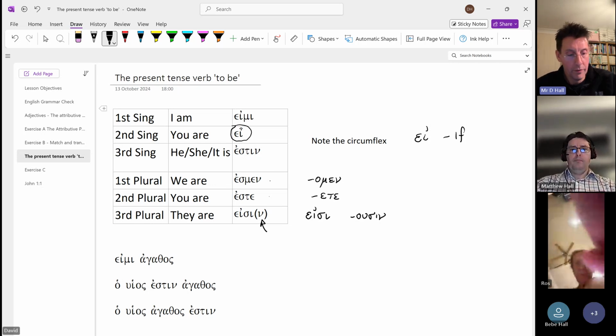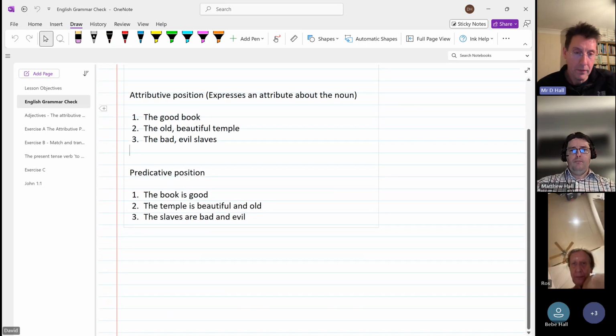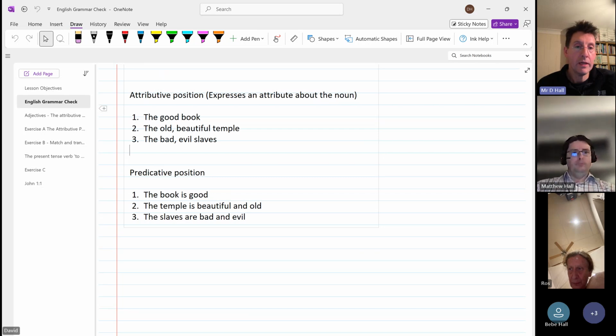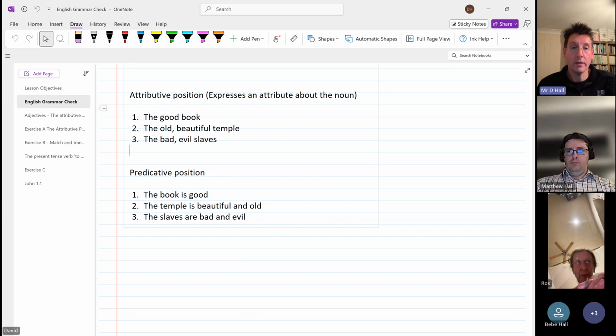So, for example, if we come back to our English grammar, if we come back to the predicative position, the first one says the book is good. Now it's describing something about the book, but it's making a sentence out of it. So in one sense, it's emphasizing more about the goodness of the book by making a sentence, but it is not in some ways saying anything particularly different to the attributive position. So we have the good book, which we had in the first case, but we can also say as a full sentence the book is good.